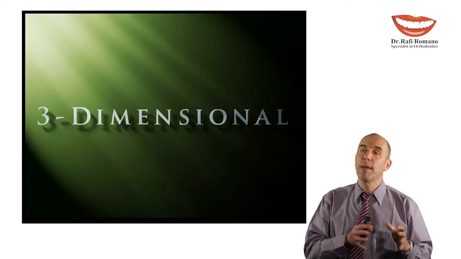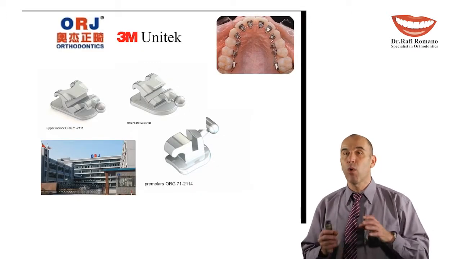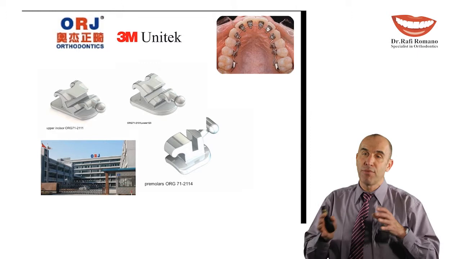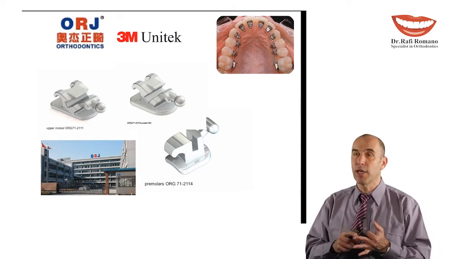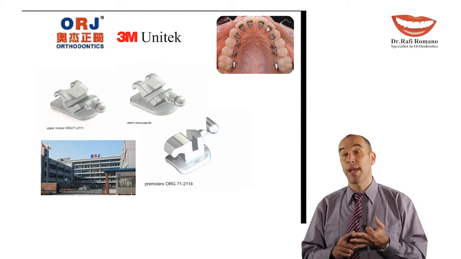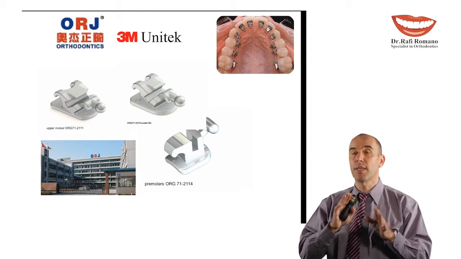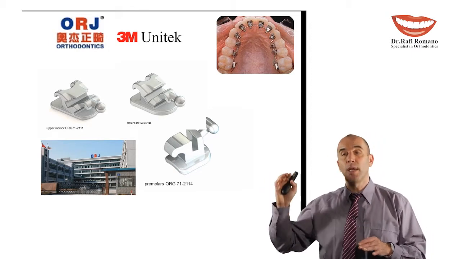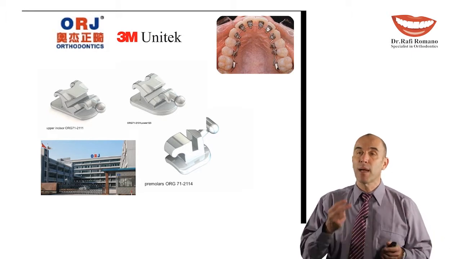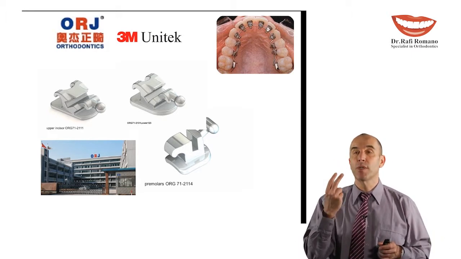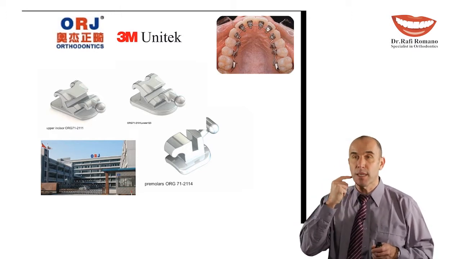Let's go for the 3-dimensional brackets. The 3-dimensional bracket has all the values inside the bracket, which are torque, angulation, inclination. You can find a different bracket for every tooth, different for the right and left centrals, different for the upper and lower premolars, compared to other systems in the 2D where you have sometimes only 2 versions of brackets, one for the front, one for the back, same for upper and same for lower.